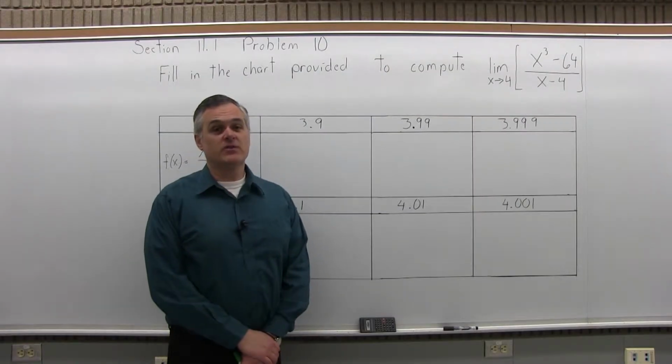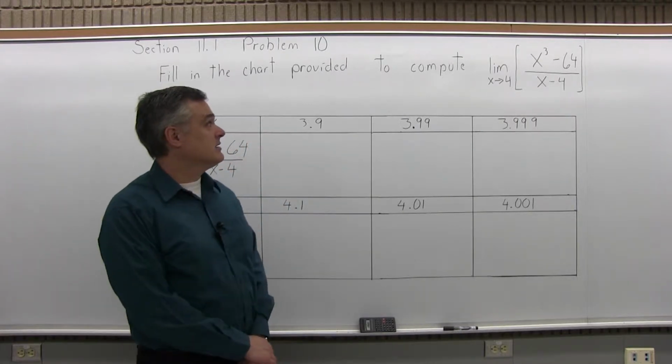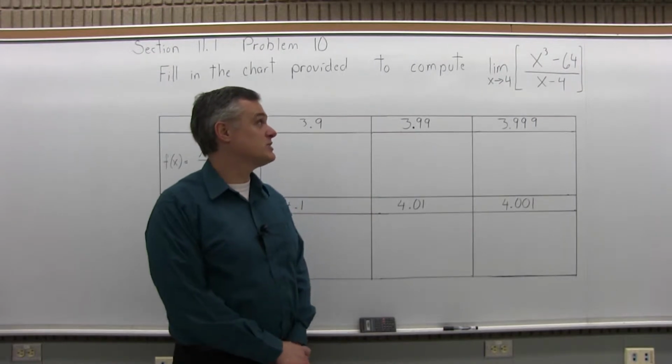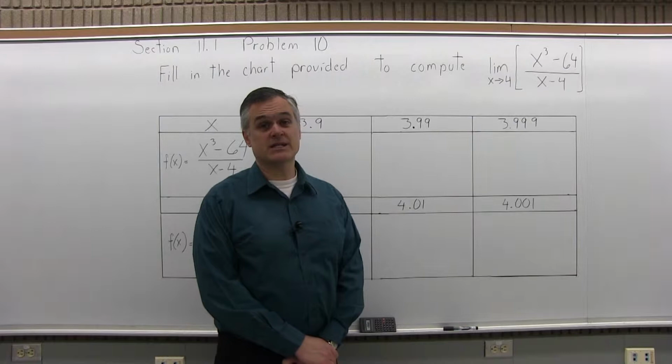This is Section 11.1, Problem number 10. It says, use the chart provided to compute the limit as x approaches 4 of x to the third power minus 64 over x minus 4.